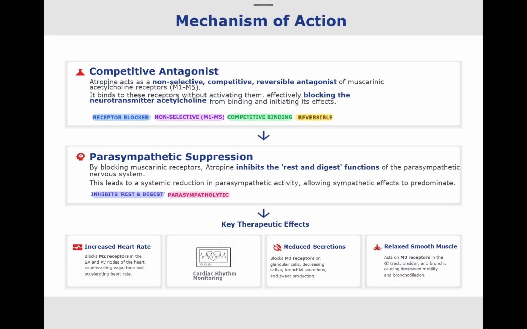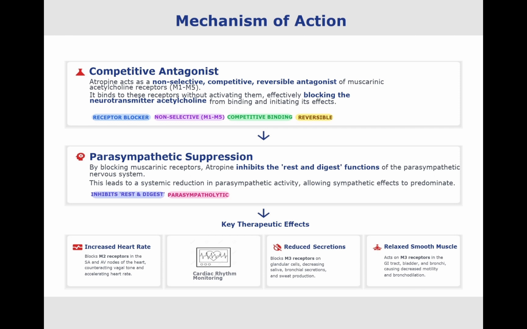Now, let's talk about its mechanism of action. Atropine's therapeutic efficacy arises from its role as a non-selective competitive antagonist of all five subtypes of muscarinic acetylcholine receptors, like M1, M2, M3, M4, and M5. This competitive binding means that atropine occupies the receptor sites without activating them, thereby preventing the natural neurotransmitter acetylcholine from binding and exerting its physiological effects. This blockade effectively suppresses the rest and digest function normally mediated by the parasympathetic nervous system.